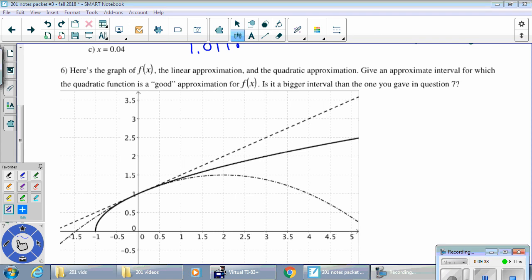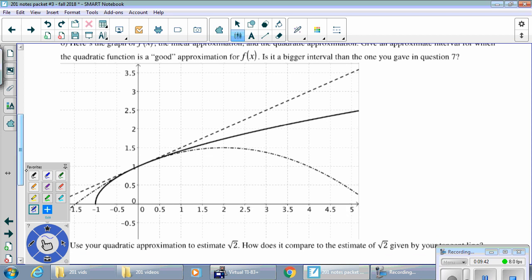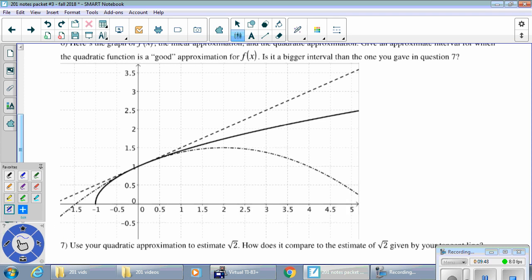Okay, so here are the graphs of our 3 functions now. It says, given an approximate interval for where the quadratic function is "good," and is it bigger than the one that we gave in question 3? Okay, so where does the parabola, the dashed and dotted one, not the dashed one, is our parabola, the curvy one.